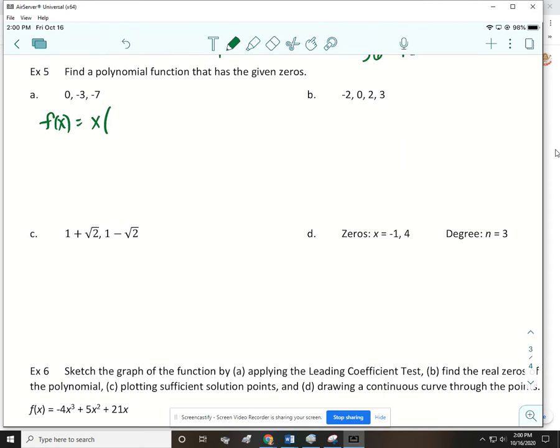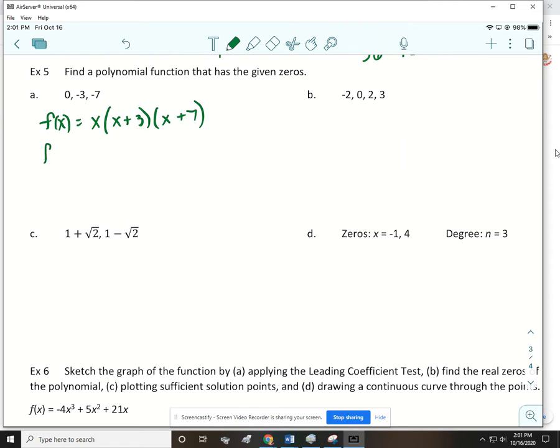And then for a zero of negative 3, the factor is going to be x plus 3. And again, we could put a power on those parentheses if we wanted to. I do not want to. It just would make it more difficult to do it that way. And the factor that would give you a zero of negative 7 is x plus 7.